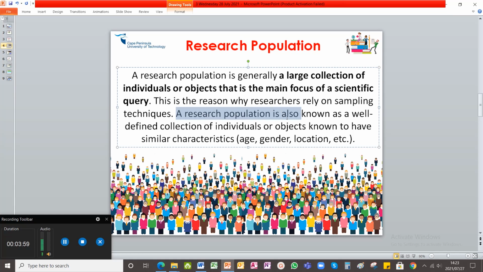Now, the research population is also known as a well-defined collection of individuals who are known to have similar characteristics. Similar characteristics could be that they are all of the same age, they are all females or all males, they are all located in South Africa or in Western Cape. So there are different characteristics that will attract you to a certain group of people to find out certain information. And all this is based on the research that you are doing.